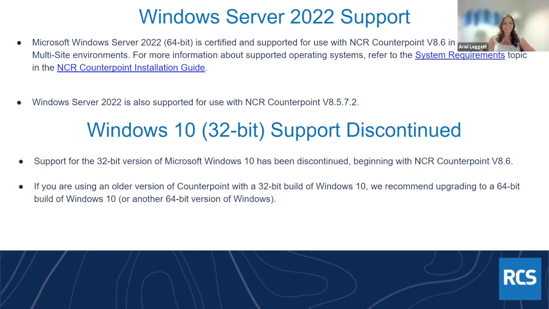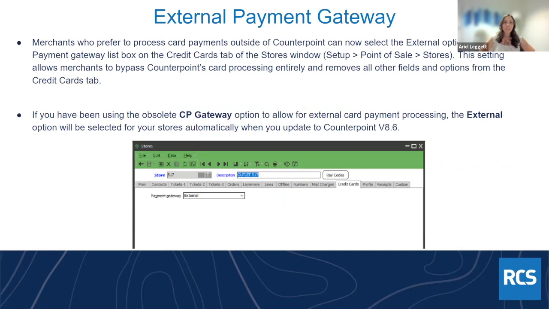Yeah. All right. So another change made within Counterpoint was the external payment gateway. So merchants who prefer to process card payments outside of Counterpoint can now select the external option from the payment gateway list box on the credit cards tab of the store's window. This setting will also allow you to bypass Counterpoint's card processing entirely and removes all other fields and options from the credit cards tab.